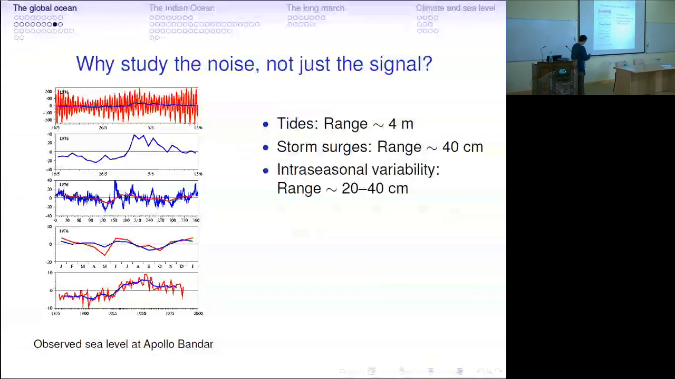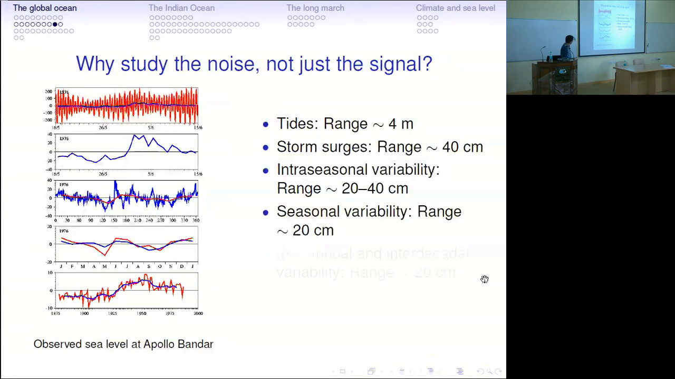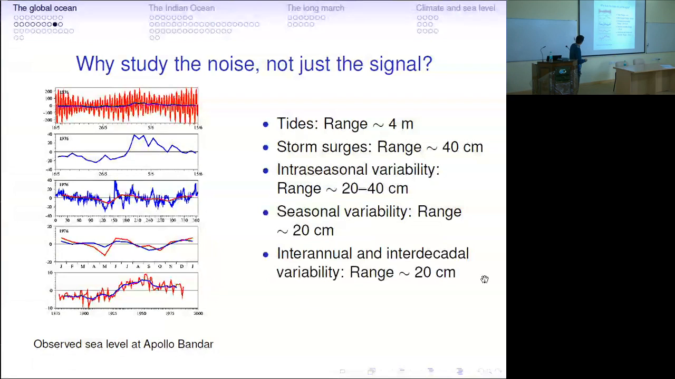Inter-seasonal variability, that is this blue curve out here, is of the order of 20 to 40 centimeters. The seasonal variability given out here is of the order of 20 centimeters. And we have interdecadal variability. Again, the range is of the same order, 20 centimeters. Why do we even bother about playing with 20 centimeter changes when you have a tide that is 4 to 5 meters? Why do we care at all about these things?